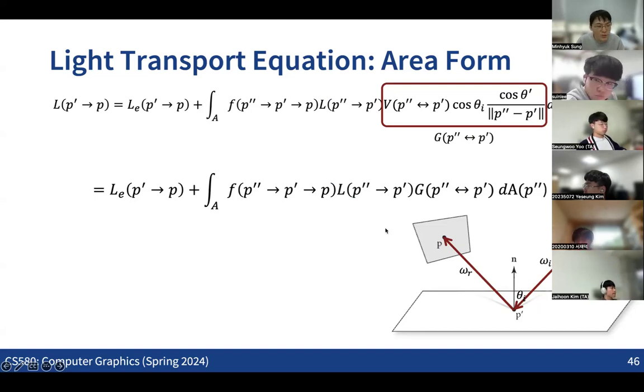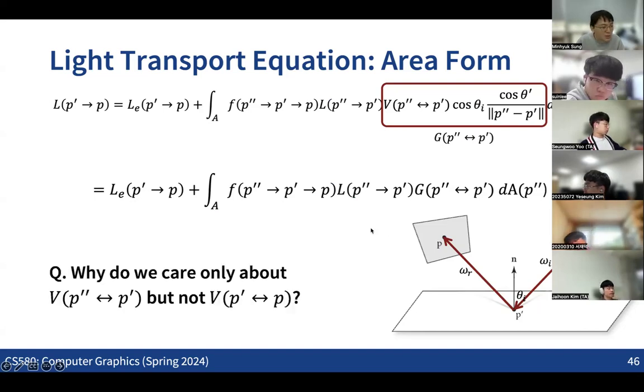Here, one quick question: why do we only care about the visibility between P double prime and P prime, but not between P and P prime in this equation? Isn't it weird? We only care about the visibility between P double prime and P prime, but not between P and P prime in this equation. Why?